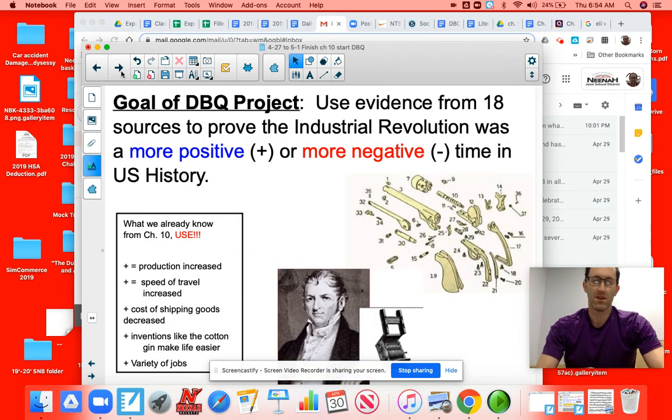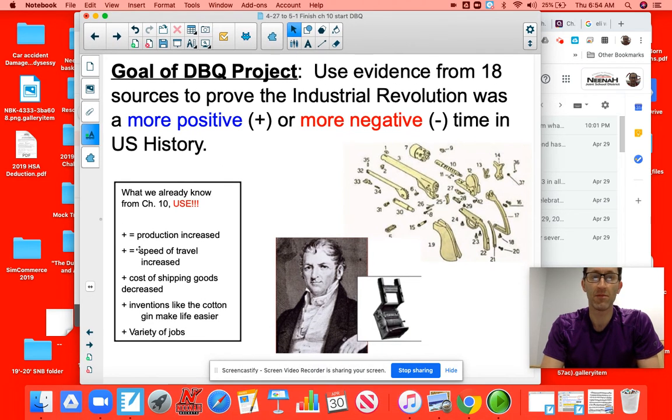All right, the goal of the DBQ project, you always got to keep this in mind. There are 18 different sources, 2 of which are media. The rest are going to be pictures and or short excerpts that you'll have to read, or I'll read to you. We are looking for positive, good things, and negative, bad things that the revolution had on Americans during this time in history. We need to first use what we already know, okay? And that's these items over here from Chapter 10. Don't forget about these. They're very important and will be helpful.